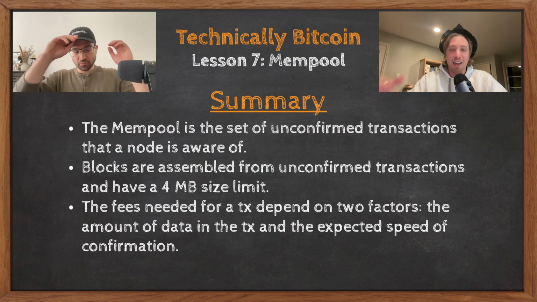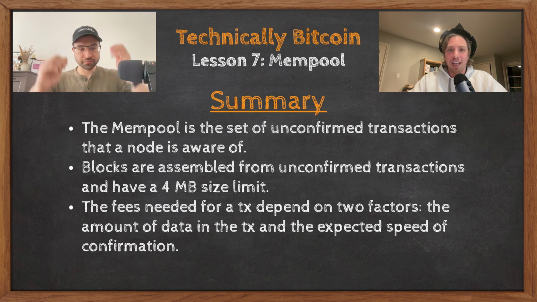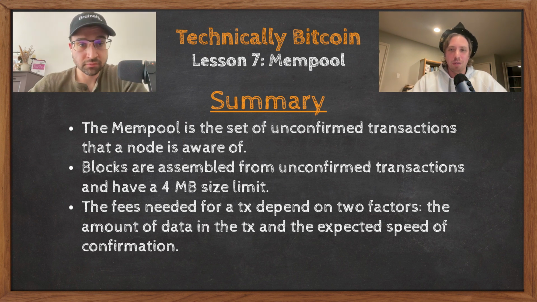In summary, I hope what we learned today was that the mempool is the set of unconfirmed transactions that a node is aware of, and that each node has its own mempool. That blocks are assembled from unconfirmed transactions, and blocks have a 4 megabyte size limit. And we used the analogy of loading luggage onto the airplane as how we think about loading unconfirmed transactions into our block.